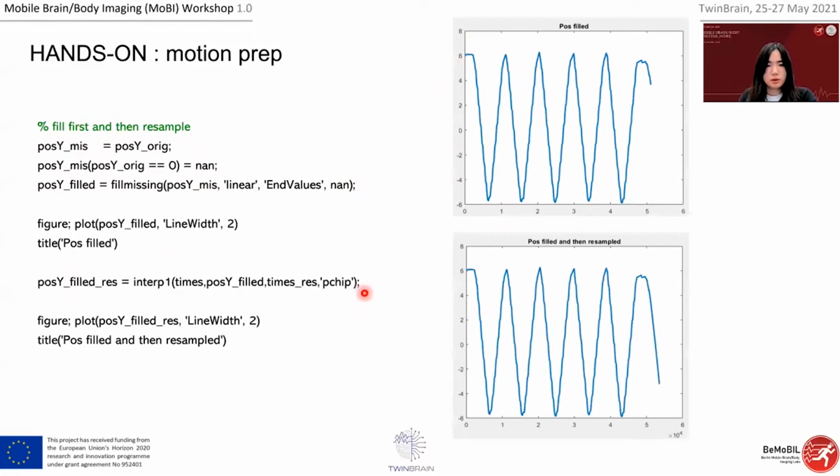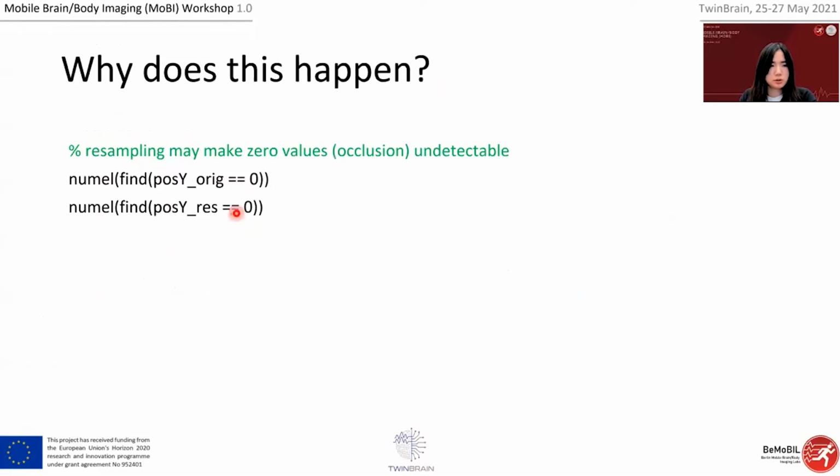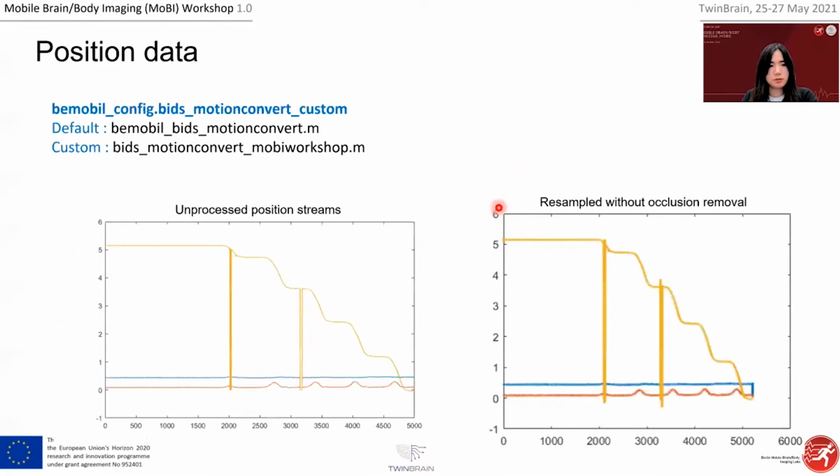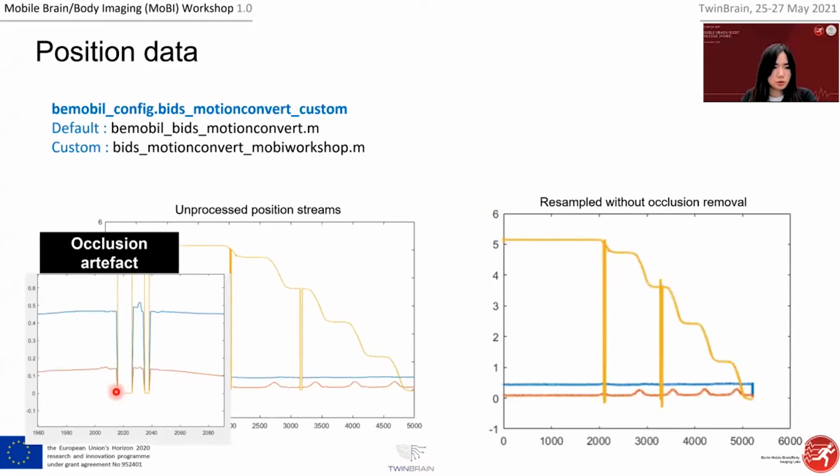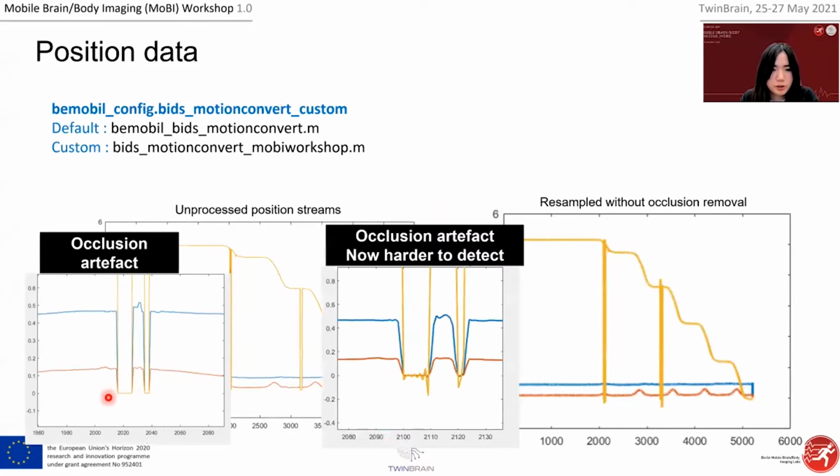To understand why this was happening, you can run these two lines. You will see that the number of zeros contained in the original data and in the resampled data are different. To take a closer look, we can look at the occlusion artifact around 0 before all the operations. Once you resample, you can see that this is amplified, or it introduced some kind of ringing artifact, especially if you used spline interpolation or piecewise cubic interpolation.